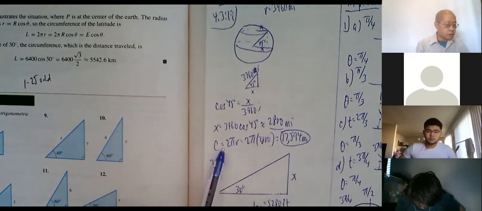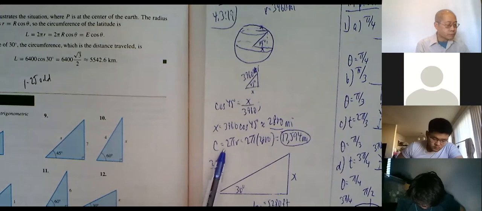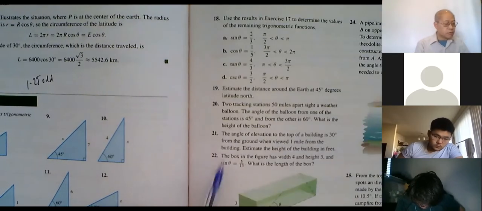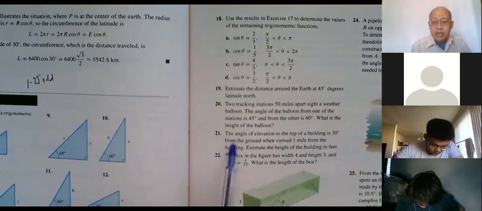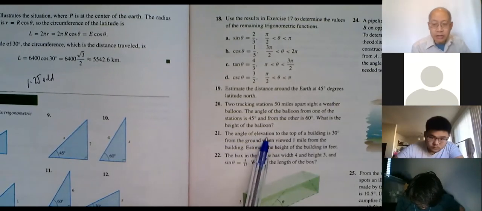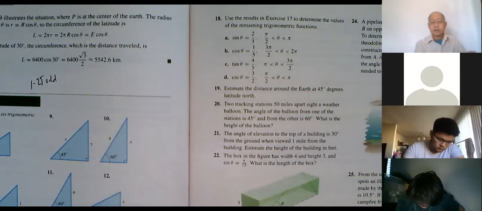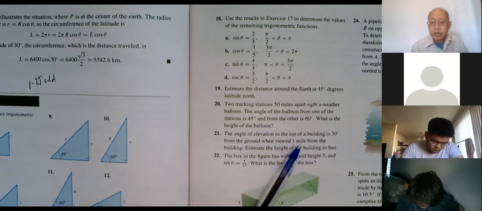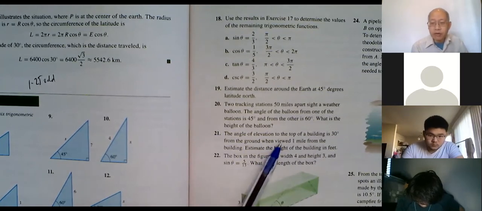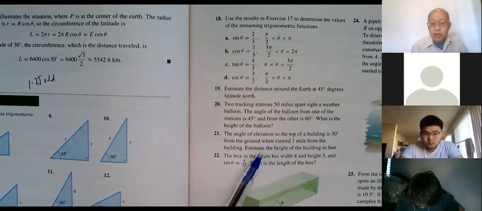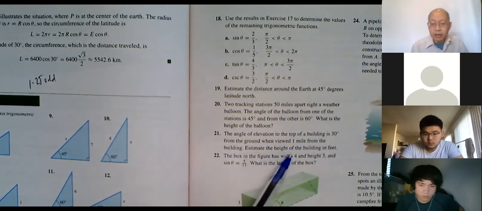So that's that one. Okay, and a couple more word problems. Problem 21. The angle of elevation to the top of a building is 30 degrees. So angle of elevation is when you're looking up at a building, 30 degrees from the ground, when viewed 1 mile from the building. Estimate the height of the building in feet.